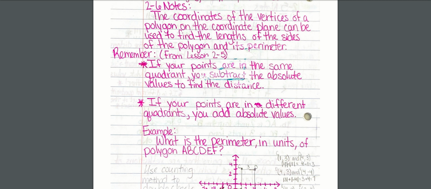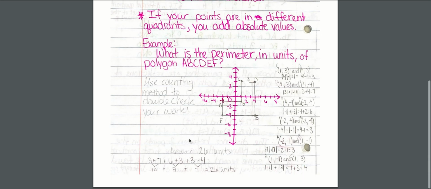So you need to take note from lesson 5. If your points are in the same quadrant, you must subtract the absolute values to find the distance. And if your points are in different quadrants, you add the absolute values together. So let's look at this example right here, okay? And this is a great review for the test as well, so pay close attention here. You really want to make sure you understand this concept.